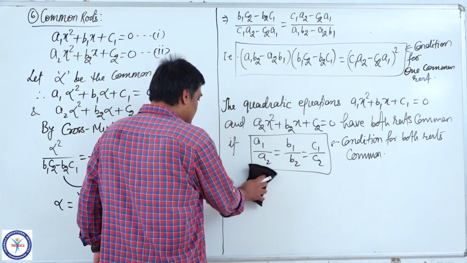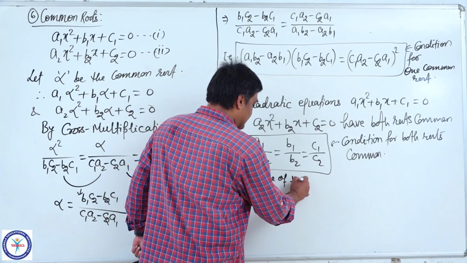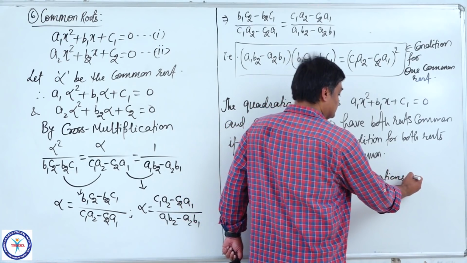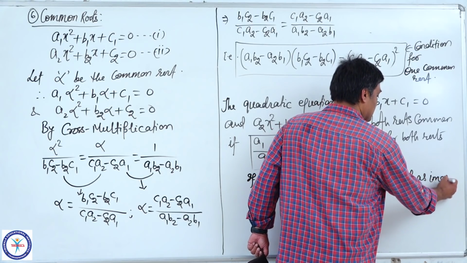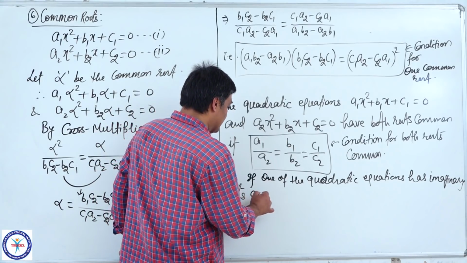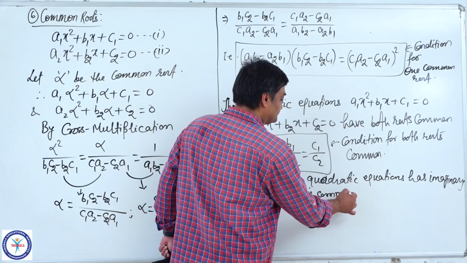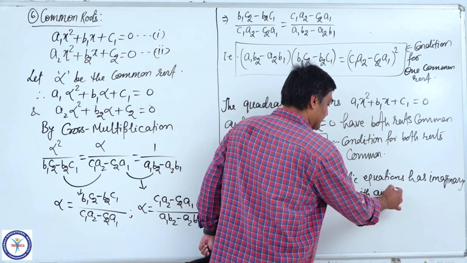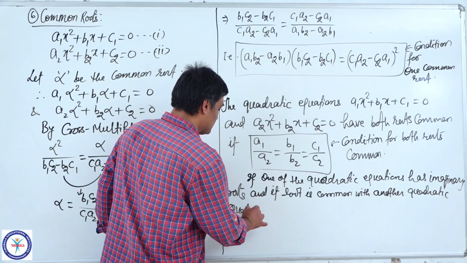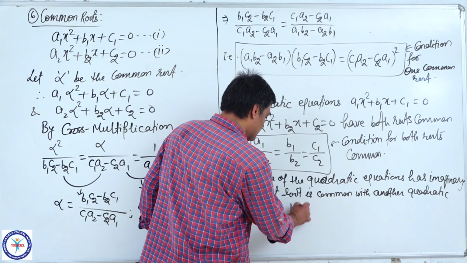So we can write that if one of the quadratic equations has imaginary roots, and if one root is common with another quadratic equation, then both roots are common.